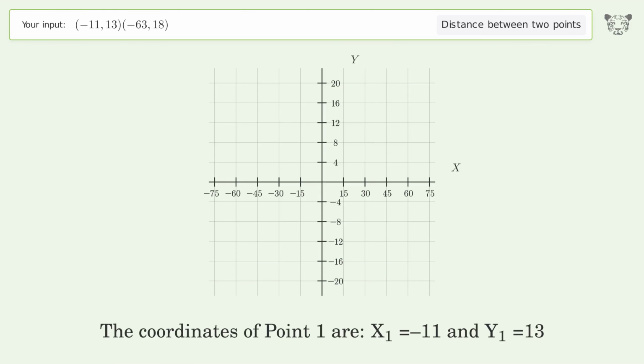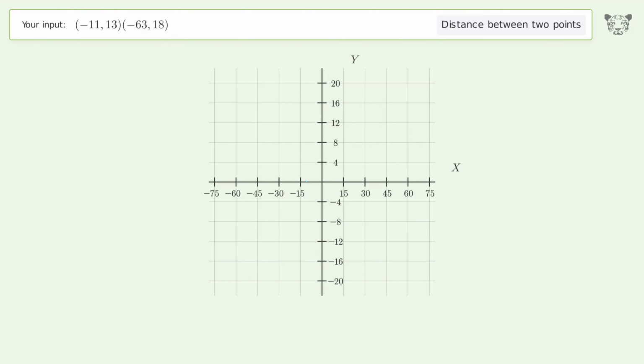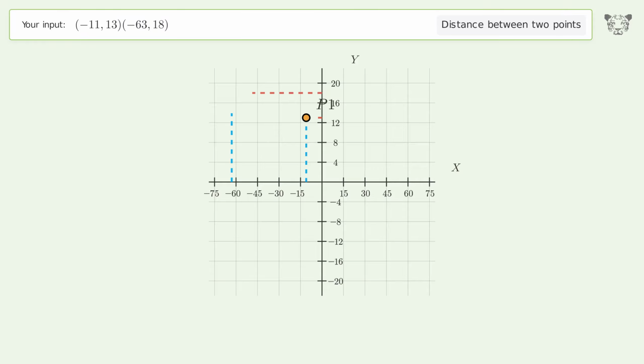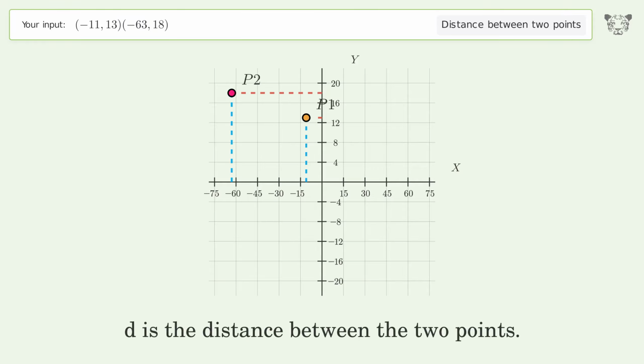The coordinates of point 1 are x1 equals -11 and y1 equals 13. The coordinates of point 2 are x2 equals -63 and y2 equals 18. D is the distance between the 2 points.